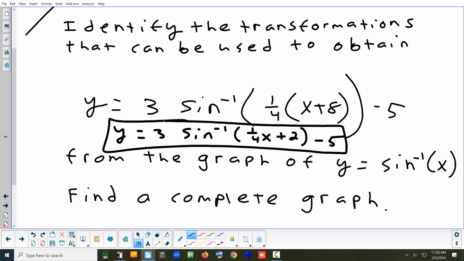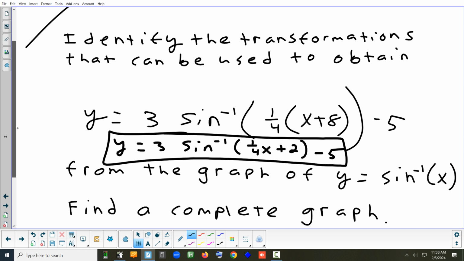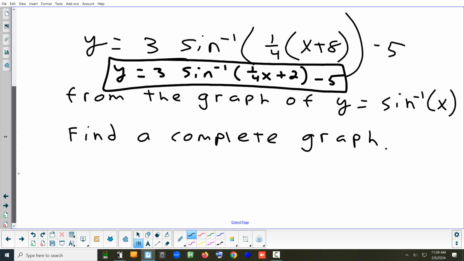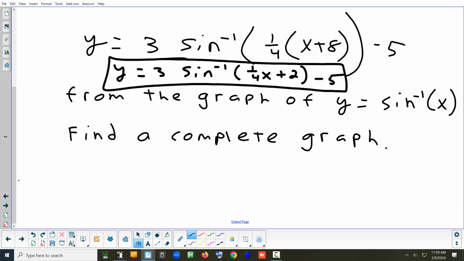Okay, how many transformations are happening in that problem? Yep, we've got 4. So it says identify the transformations and then find a complete graph. Well, we can find a complete graph after we do all the transformations. Okay. What's the first transformation that's going to happen? Like 2 to the left. Yeah, we're going to shift 2 to the left. All right. Second one.